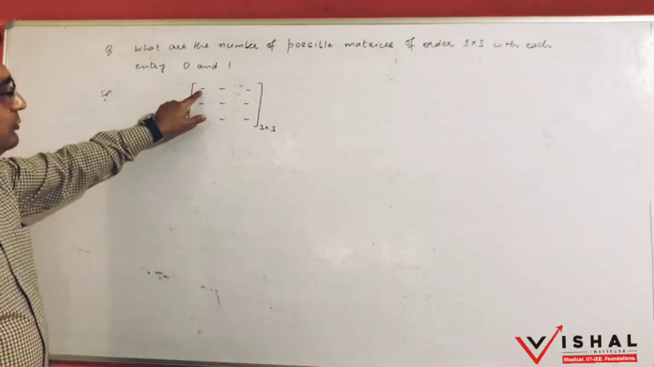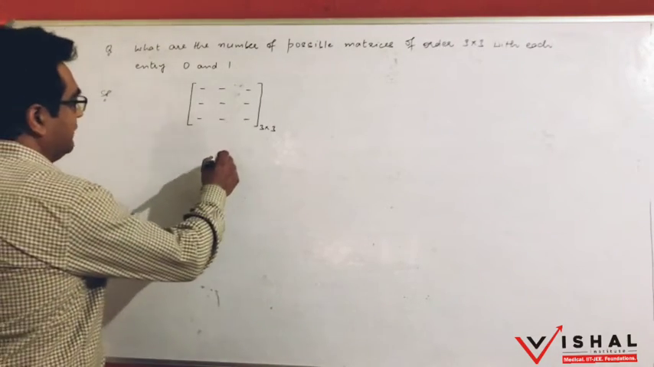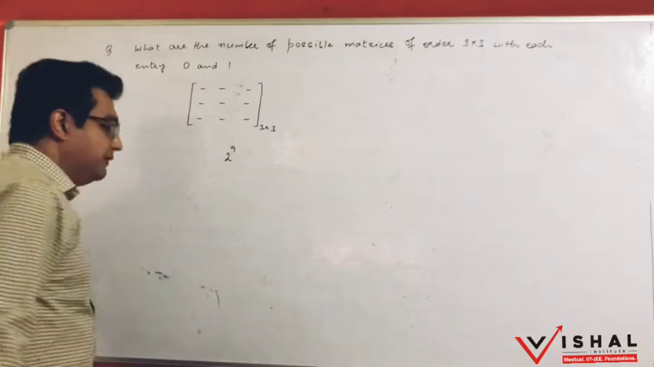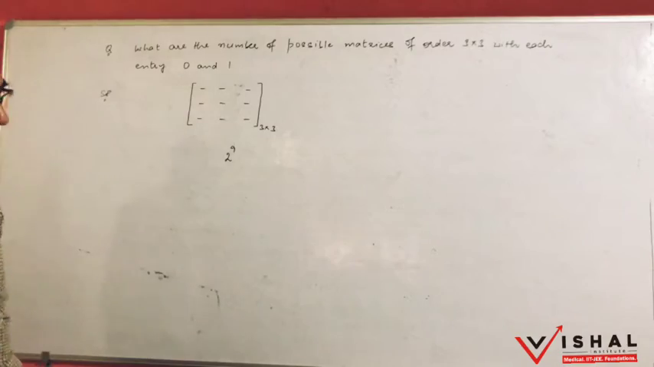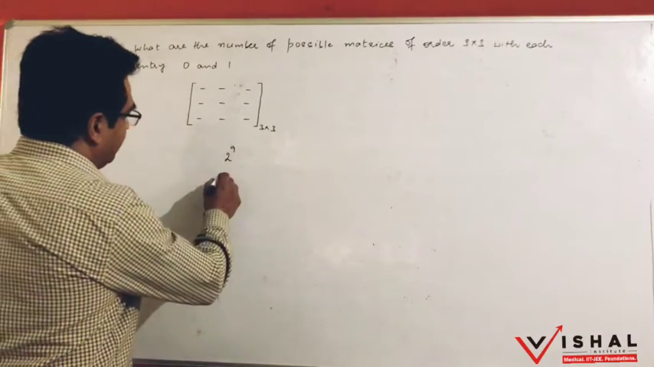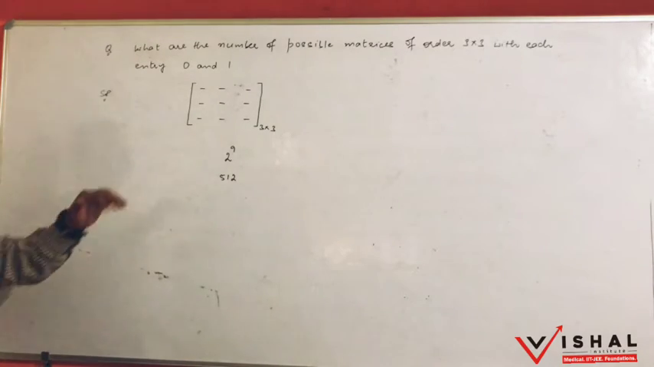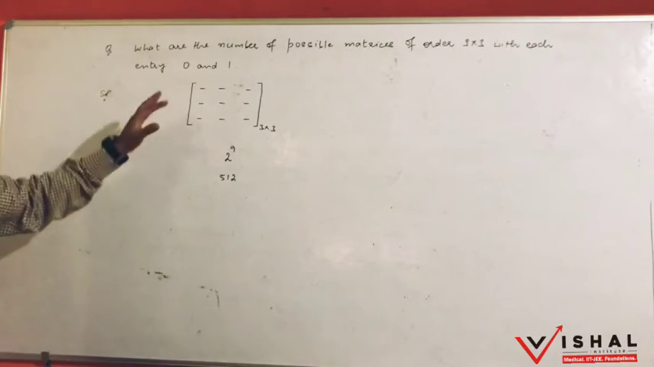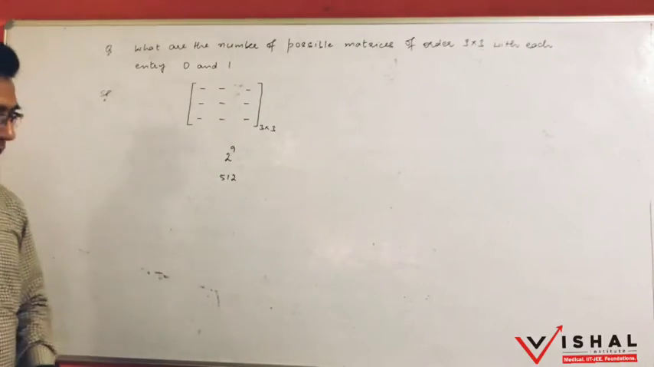Since each place is to be filled in 2 ways, the total number of ways of filling these places will be 2 to the power 9, because 2 into 2 into 2 till 9 times will make 2 power 9. So the total will be 512. So if we have to make 3 cross 3 matrices with any of the 2 numbers, the total number of matrices comes out to be 512.